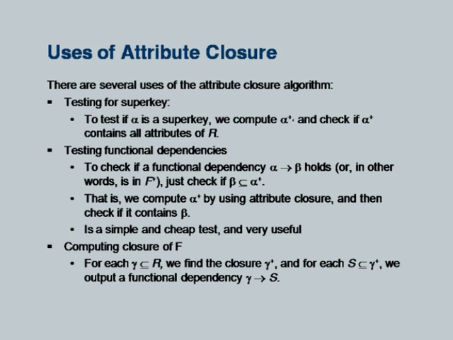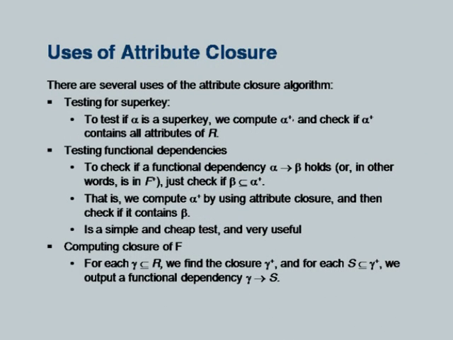The next one is to check if a functional dependency holds. Again, it's fairly straightforward. If I want to check if alpha determines beta, simply compute alpha plus and check if beta is a subset of or equal to alpha plus. If it is, then I know that alpha goes to beta holds. So, how do I compute F plus using this?